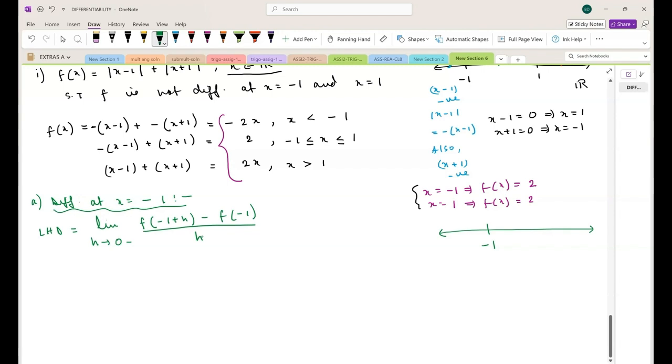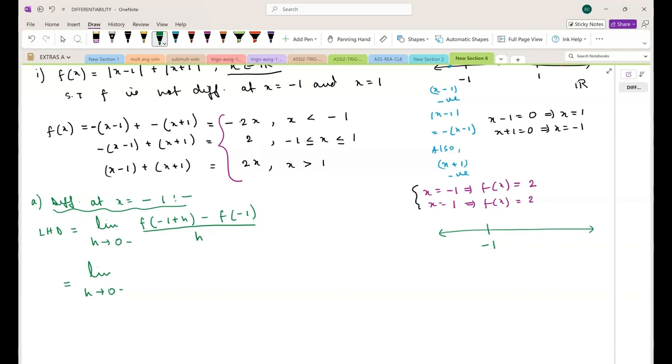Now the next step has to be done very, very carefully. Because you see, h tends to 0 from the left. Now what will be the value of f of minus 1 plus h? So when x is minus 1 plus h, what is the functional value? I have to choose from one of the three branches. How do I know which branch is going to be active?